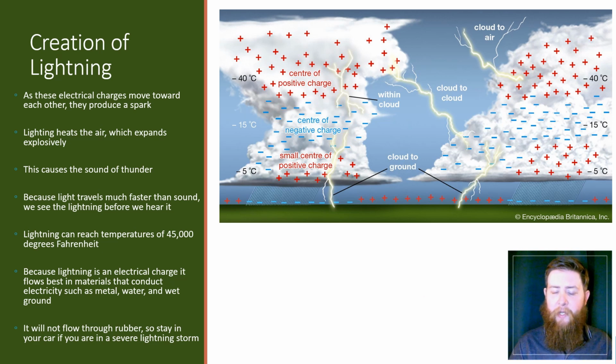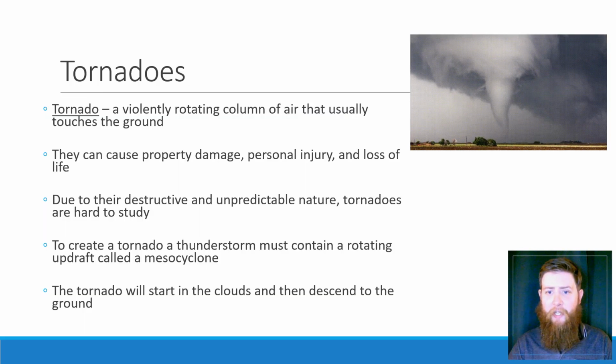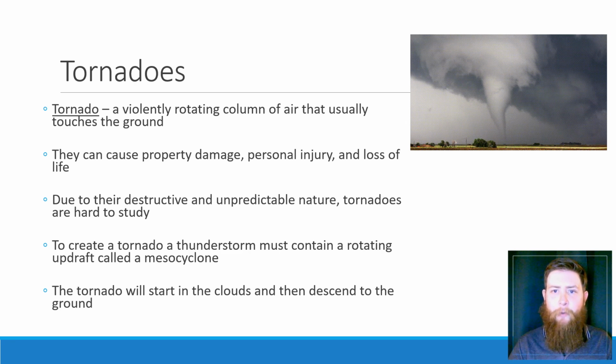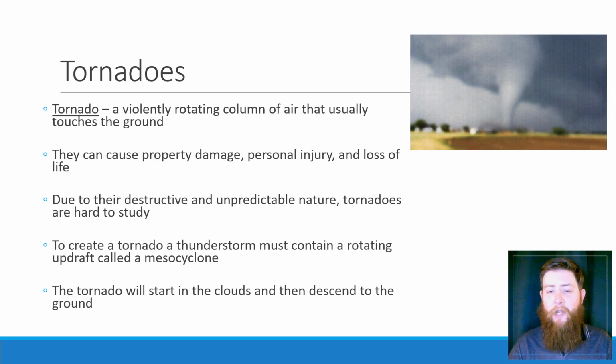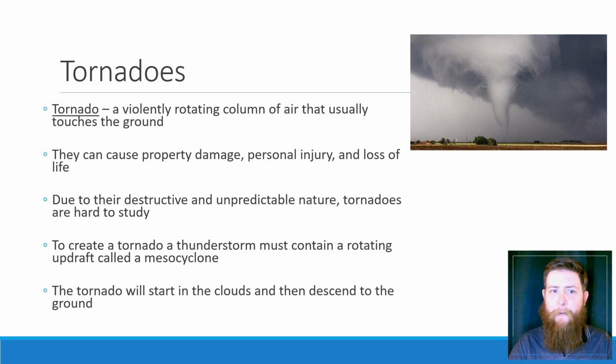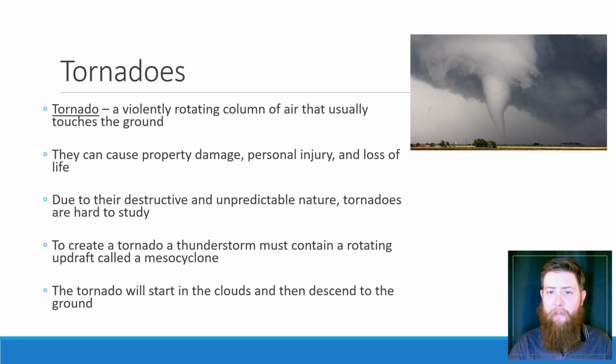So we're getting this electric discharge. We're trying to stabilize these very, very negative areas with these very, very positive ones. In addition to lightning, sometimes thunderstorms have tornadoes. This is a violently rotating column of air that usually touches the ground. Not all tornadoes touch the ground, but most of them do. These can be dangerous because they cause property damage, they can cause injury, and they can cause loss of life in extreme cases. Due to their very destructive and very unpredictable nature, they don't always move in straight lines.